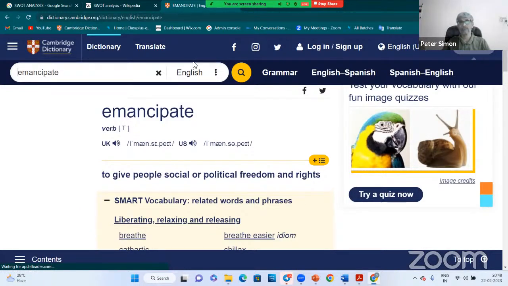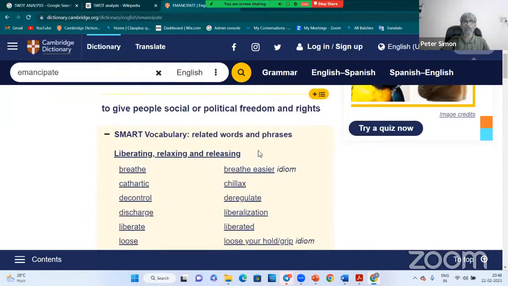Emancipate. You have the right to live freely. You have the right to succeed. You have the right to achieve something. So emancipate yourself from all the bondages. Release, liberate, relax, breathe free air. That's it.